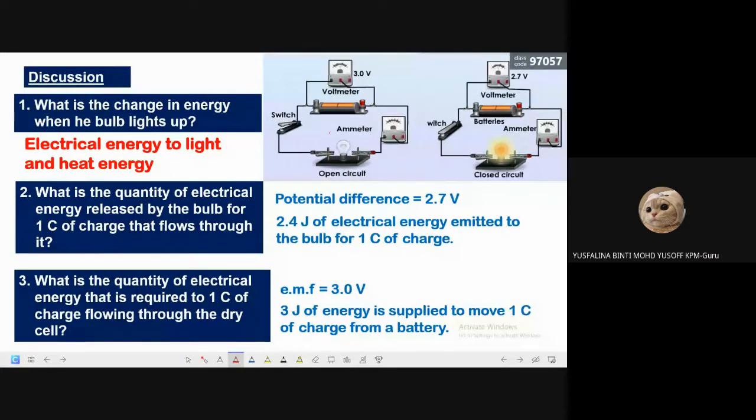What is the quantity of electrical energy required for 1 coulomb of charge flowing through the dry cell? The EMF is 3 volts, so 3 joule of energy is supplied to move 1 coulomb of charge from a battery. It means if you want to take out 1 coulomb of charge from a battery, you need 3 joule of energy. So that's the meaning. If you take 2 coulomb of charge, you need 6 joule of energy to move the charge from the battery.